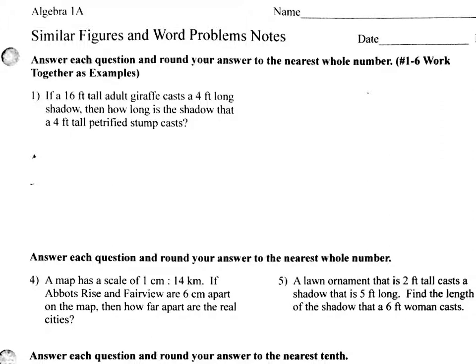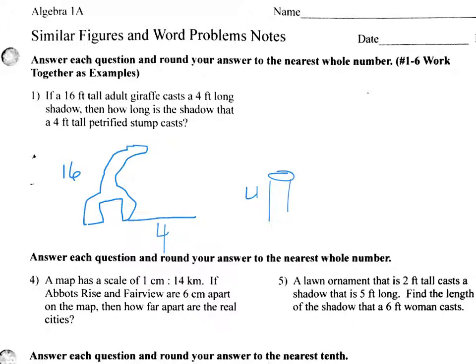So here's what we're talking about with a shadow, a 16-foot tall adult giraffe. I'm just going to draw a janky looking giraffe here. Okay, there's a great giraffe, right? Cast a shadow that's 4 feet long. So the giraffe's 16 feet, and there's the shadow of the giraffe that's 4 feet. Not to scale. Then how long is the shadow of a 4 foot tall petrified stump? So here's the stump that's 4 feet tall. How long is its shadow? That's being a little bit more literal with the pictures.